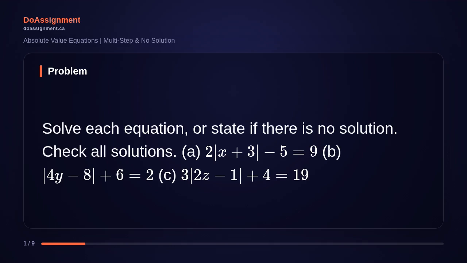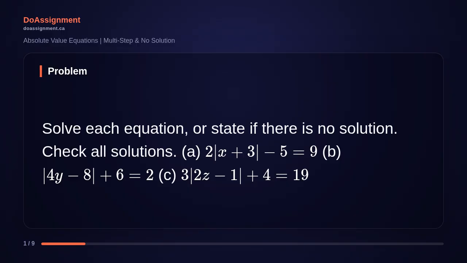Here is the problem. Solve each equation or state if there is no solution. Check all solutions. Part A, 2 times the absolute value of x plus 3 minus 5 equals 9. Part B, the absolute value of 4y minus 8 plus 6 equals 2. Part C, 3 times the absolute value of 2z minus 1 plus 4 equals 19.